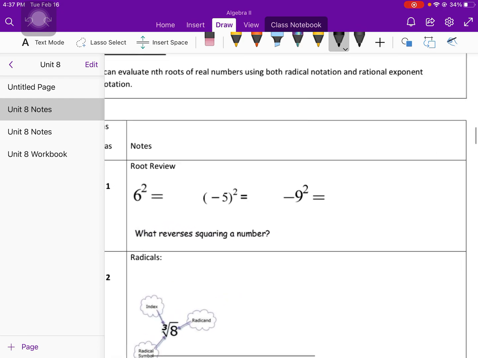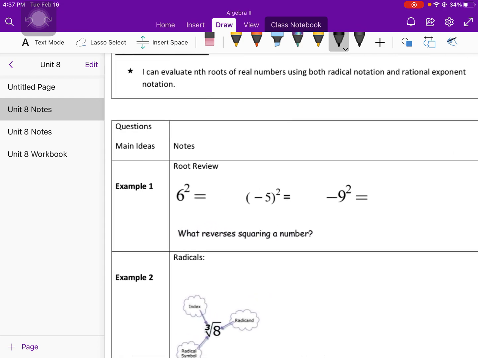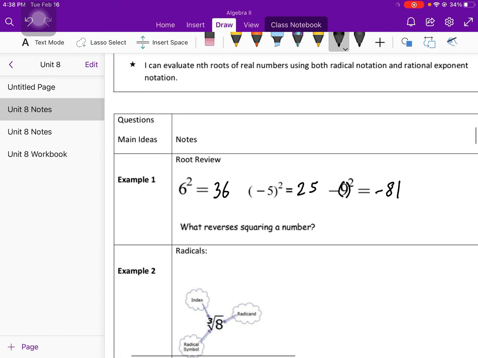Example 1 is working with the exponents. So we have 6 squared, which would be 36, 6 times 6. This one you have to be careful because the negative 5 is in parentheses. So negative 5 times negative 5 is positive 25. But this one here, we can only square the 9. That negative is actually not being affected by the squared. So it's going to be negative 81, because you would get 81 from squaring 9, but we need to think of that sign still out there.